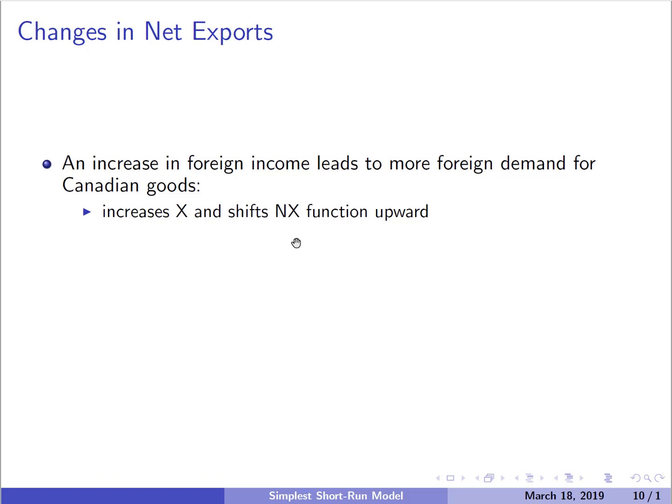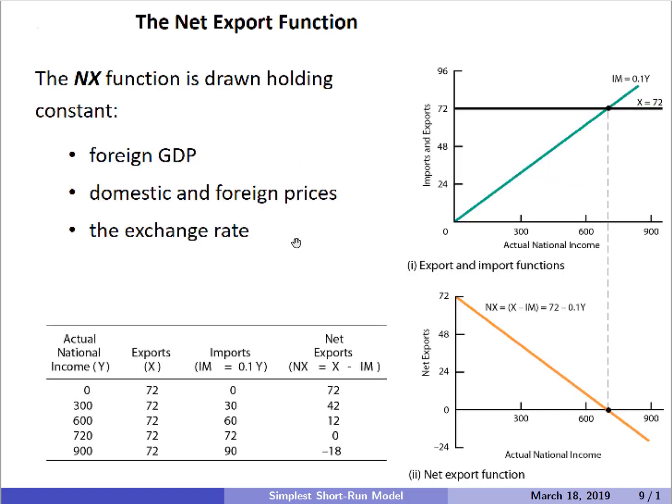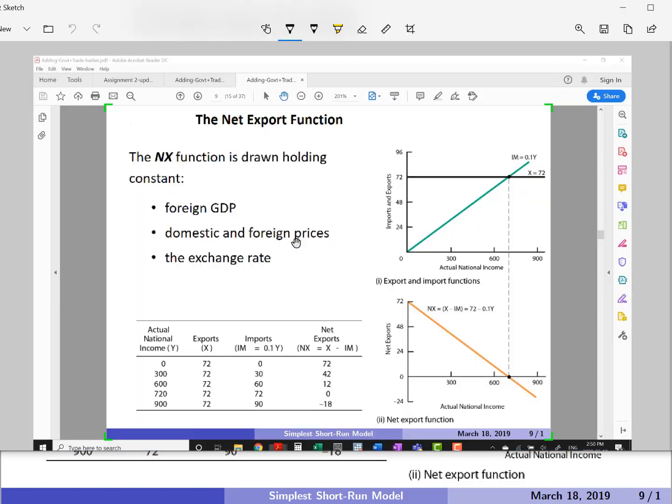shift this x up. If I go back to the last slide, with this change in foreign incomes, this export constant, right now equal to 72, would be greater than 72 if foreign incomes went up. If foreign incomes went down, this constant would be smaller than 72. So it's shifting this line, or this number that represents exports, up or down, depending on whether foreign income goes up or down.